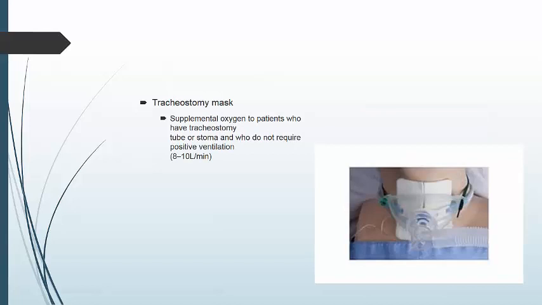Your tracheostomy masks are going to be there to provide oxygen to patients who have a tracheostomy tube or stoma and who do not require positive pressure ventilation. These typically allow an airflow rate of 8 to 10 liters per minute of oxygen.